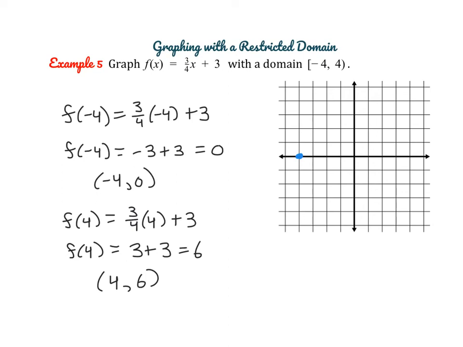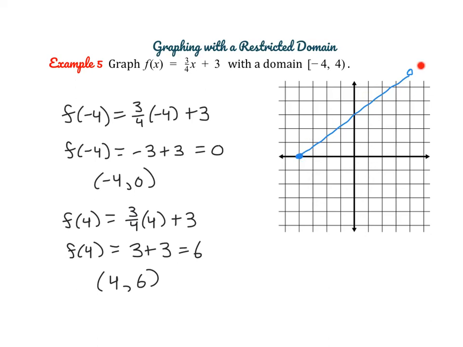So let's plot this point, but again, 4 is not part of our domain, so we're actually going to do an open circle here. It does go a little bit off our graph, but that's okay. We can kind of just eyeball where that would be, right about here. And now that we have our two endpoints, all we need to do is connect the dots. And there you have it.